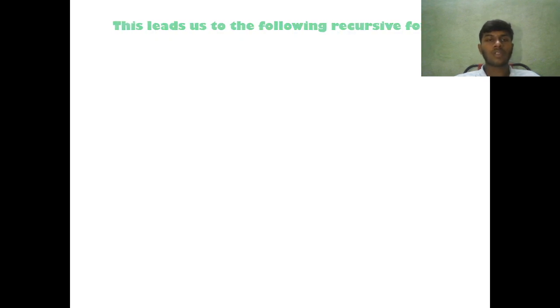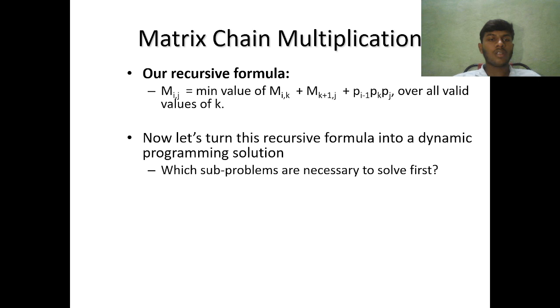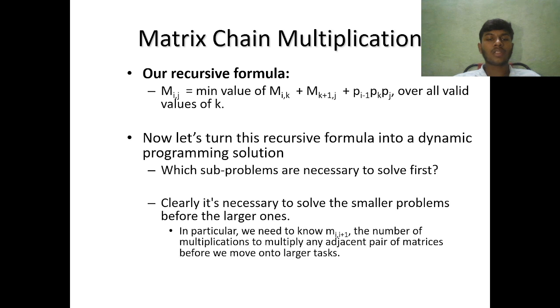This leads us to the following recursive formula. The recursive formula is m[i,j] is equal to the minimum value of m[i,k] plus m[k+1,j] plus p[i-1] p[k] p[j] over all valid values of k. Now let's turn this recursive formula into a dynamic programming solution. Which subproblems are necessary to solve for? Clearly it's necessary to solve the smaller problems before the larger ones. In particular, we need to know m[i,i+1], the number of multiplications to multiply any adjacent pair of matrices, before we move on to larger tasks.